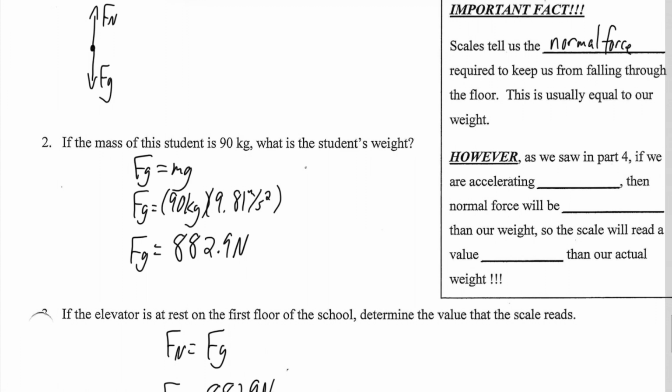All right, so for this one, since the scales tell us the normal force required to keep us from falling through the floor, which is usually equal to the weight, in this case we can see that if we are accelerating up, the normal force will be greater than our weight. So the scale will read a value higher than our actual weight.